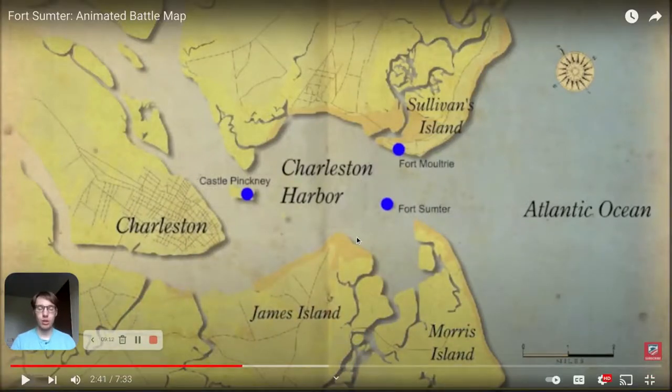Did he say that it was finally built in 1860? So that was a really new fort, while Fort Moultrie and Castle Pinckney were pretty old.